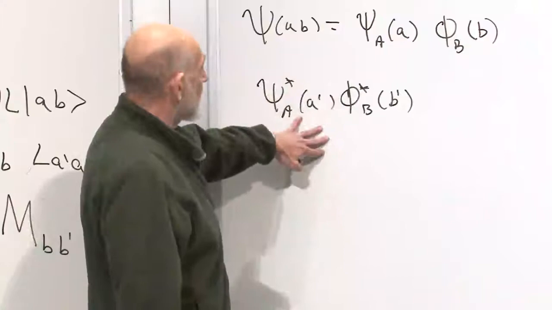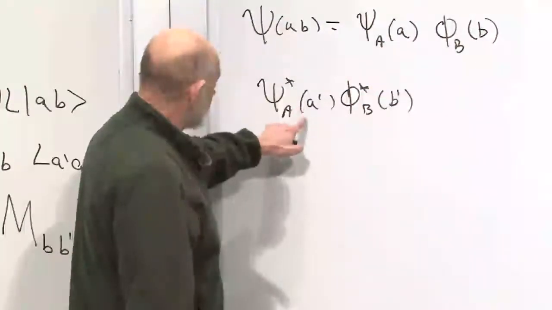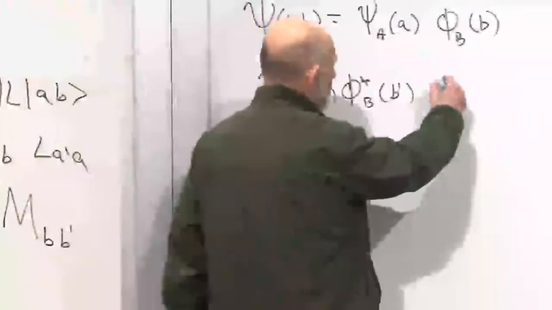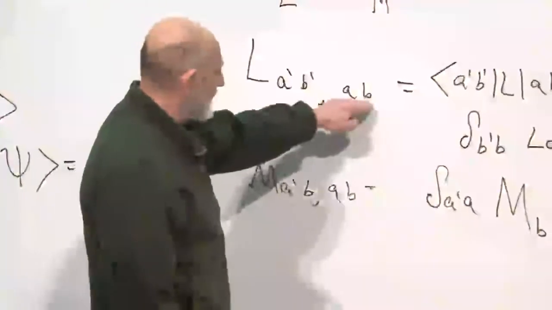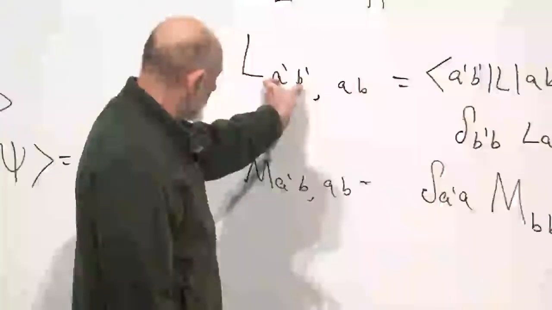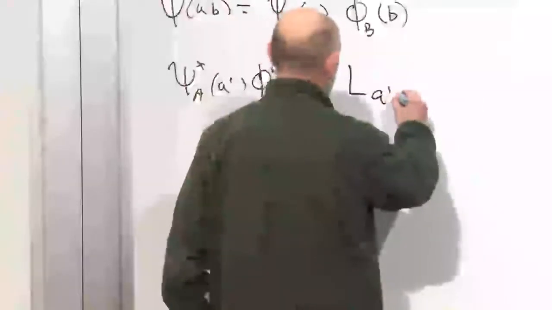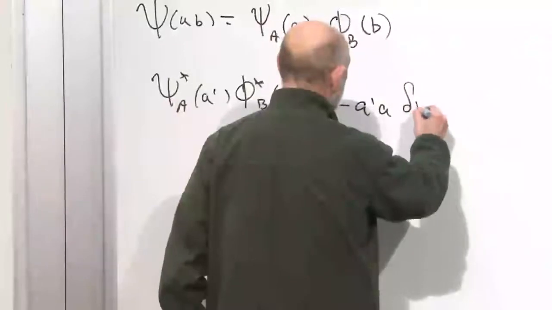That's the complex conjugate of the wave function as a function of A prime and B prime. What next? Next, we put in to the sandwich L of A prime, B prime, A and B. It's a matrix, one entry here, one entry here, but it's simple. It's just L of A prime and A times delta B prime.